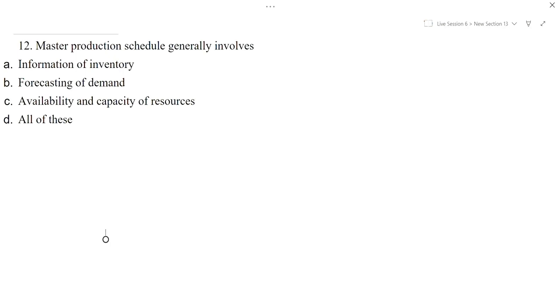So the main functions of the master production schedule: it helps to translate the plan into specific end items, and evaluate the alternative schedules so that the best production schedule is implemented for maximum productivity. It also provides the input for the capacity requirement and capacity planning. It also helps in effective utilization of the capacity. So basing on all this, the correct option is all of these.